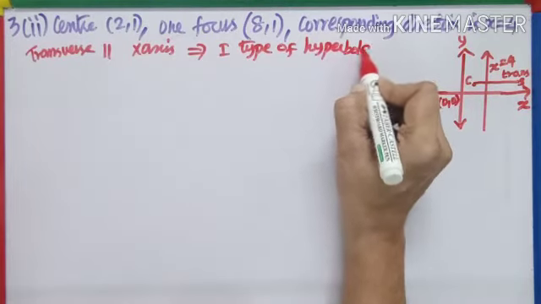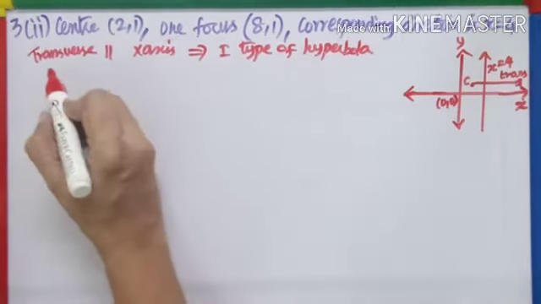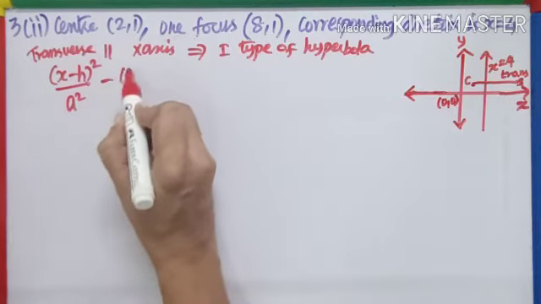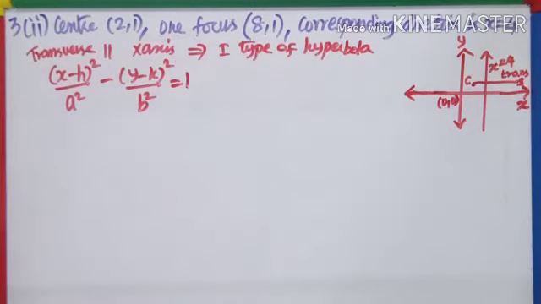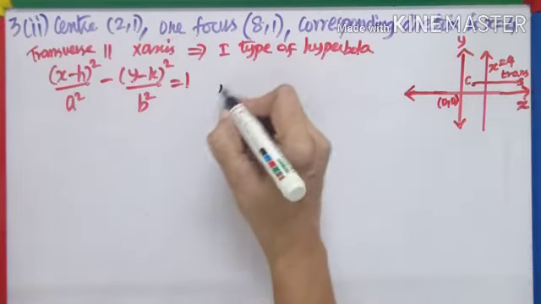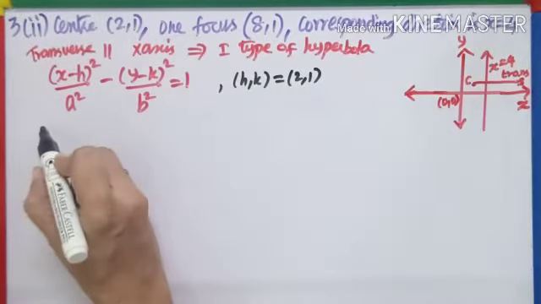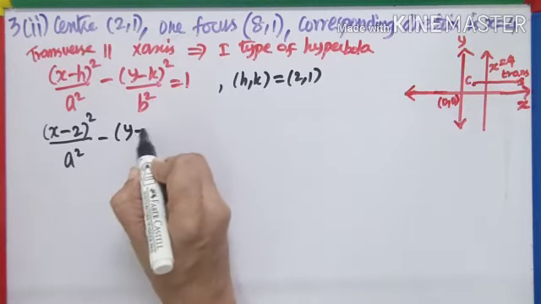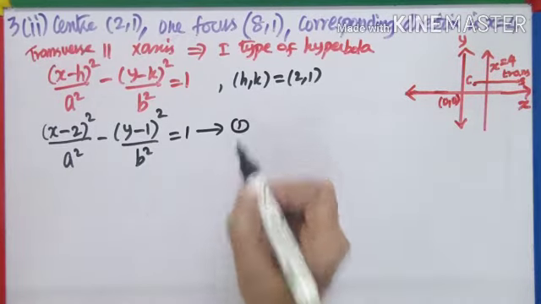And it does not have the center at 0, 0. The center is different. So how will you write the first type of hyperbola? x minus h the whole square by a square minus y minus k the whole square by b square equals 1. What is h and k in this problem? h, k is the center, which is 2, 1. Substitute. So I get x minus 2 the whole square by a square minus y minus 1 the whole square by b square equals 1. Call it number 1.